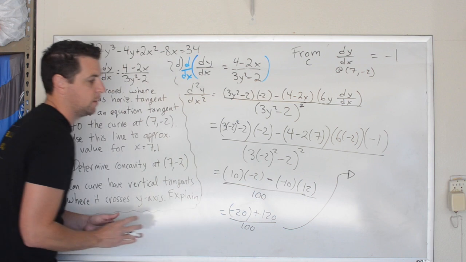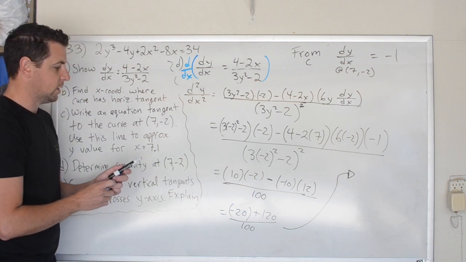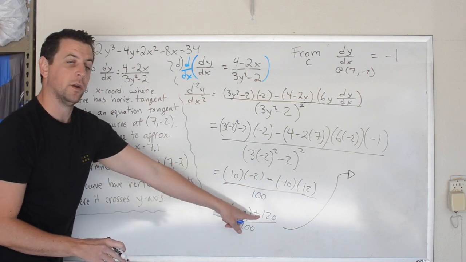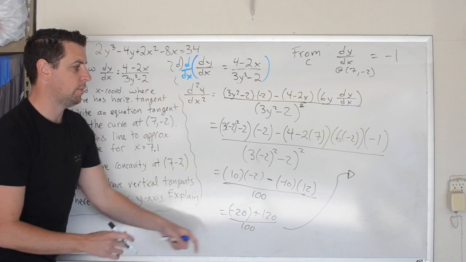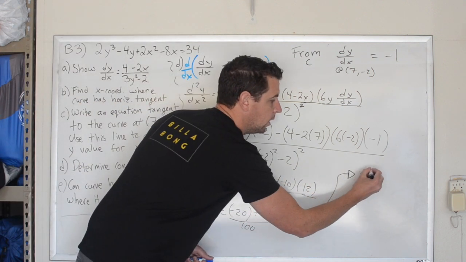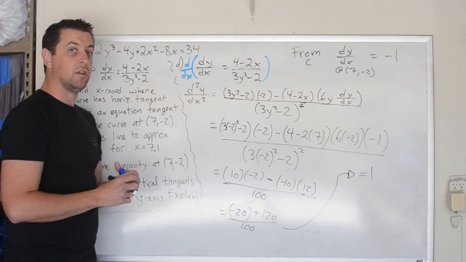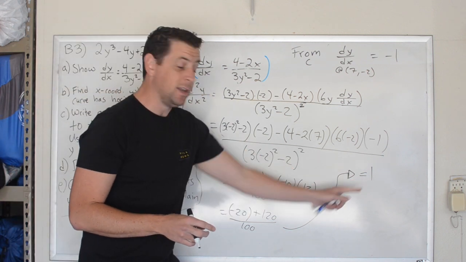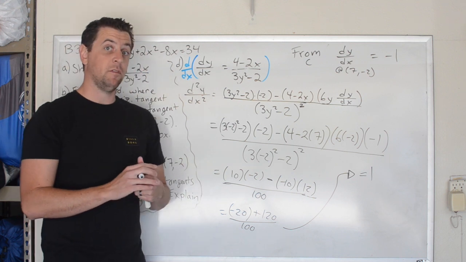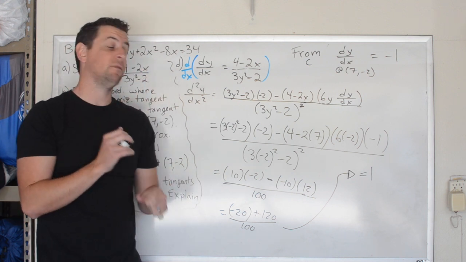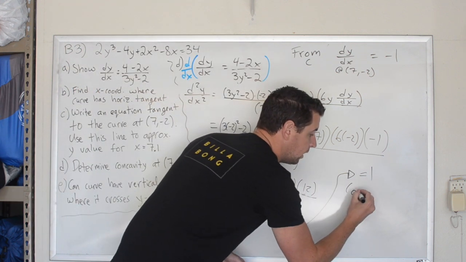Sorry for my whiteboard space being slightly insufficient. -20 plus 120 is 100, and 100 divided by 100 is 1. Remember, all we cared about is whether the second derivative is positive or negative. I got 1, I know that's positive. Positive means my graph is concave up, so I can then say concave up.